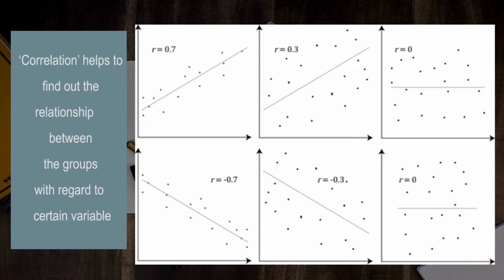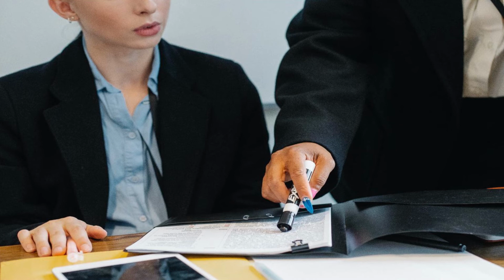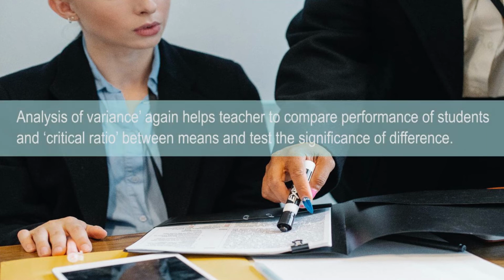Okay, so whether the relationship or the correlation coefficient is positive or negative, we can find out by using different methods of correlation. It may be the Spearman method or Pearson method or product moment method or other types of correlation methods also. And for the analysis of variance and t-test, it can also be used; that helps the teacher to compare the performance of the students and the critical ratio between means and test the significance of difference.